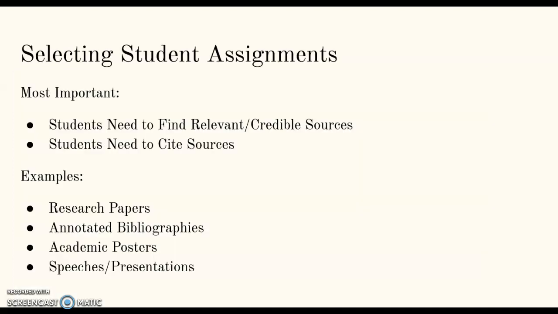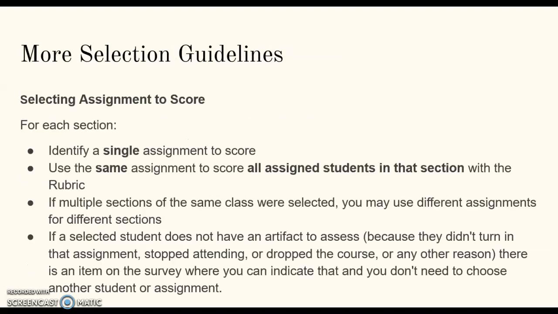Based on the instructions that were emailed to you, you will select an assignment and assess student samples, we call them artifacts, using the rubric discussed in the previous slide. Some examples of assignments could be research papers, annotated bibliographies, and presentations where students are asked to find relevant and credible sources and cite them. You will select one assignment to score, and use that same assignment to score all the students you were assigned for that section. However, if you have multiple sections of the same class, you may use different assignments for each section.